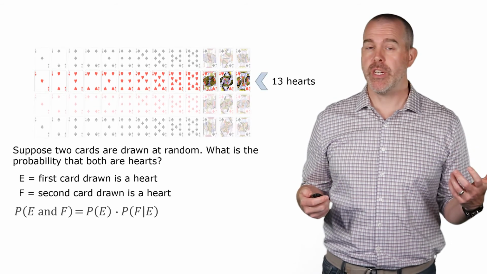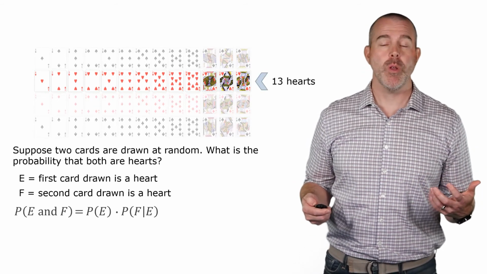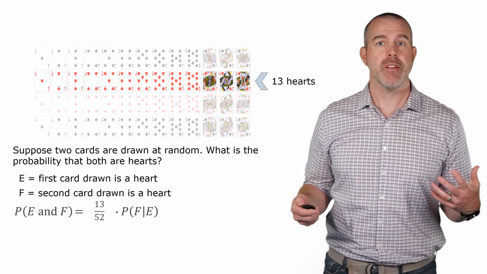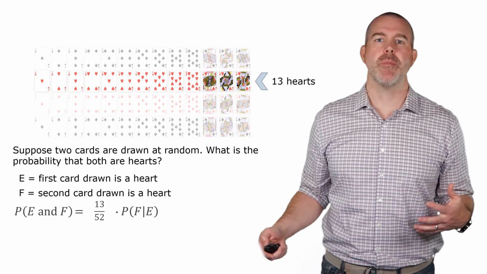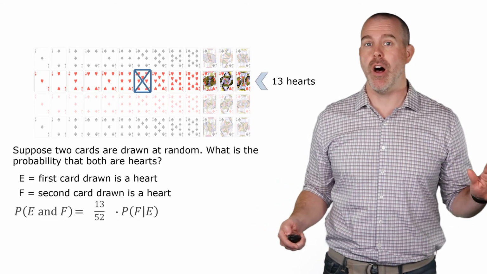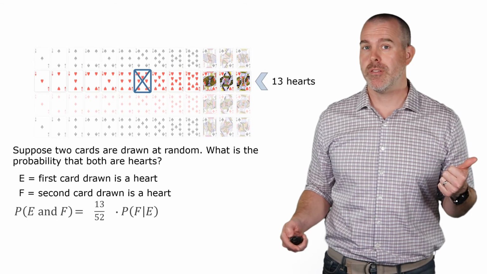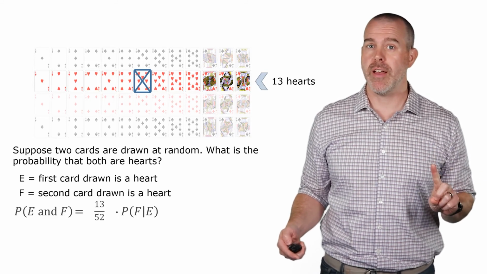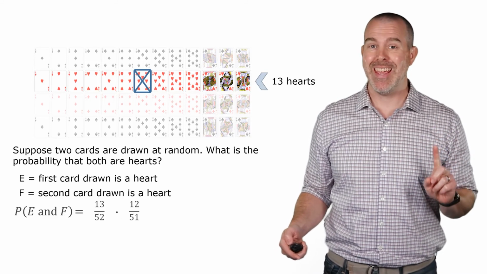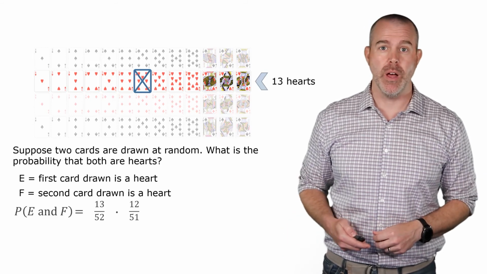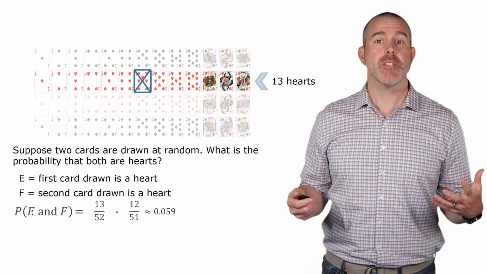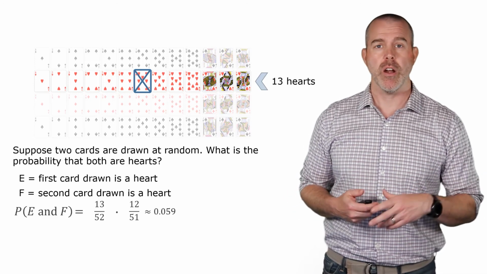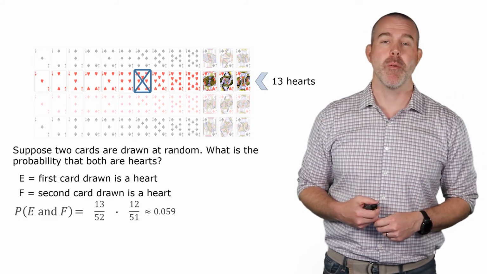Well, there are 13 hearts, and so the probability of E will be 13 out of 52. That's the probability of drawing a heart at random. Now, suppose, just for the sake of illustration, say we drew the 7. So now the 7 is gone. There are 12 hearts left, and there are only 51 cards left. So the probability of F given E is 12 out of 51. Multiply them together, we get about 0.059. So you have about a 6% chance of drawing 2 hearts when you draw 2 cards at random from a deck of 52.